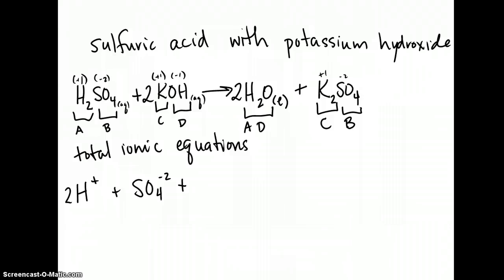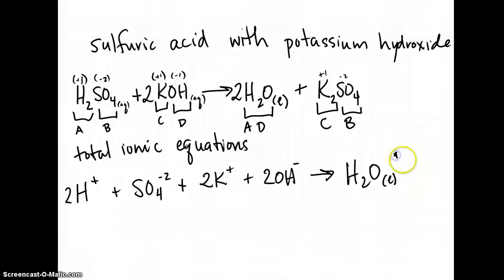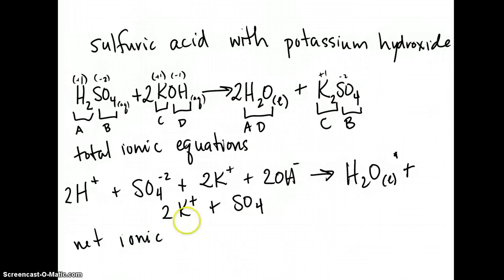So then I have 2 potassiums that have a plus charge, plus 2 hydroxides, which have a minus charge, and those react to make water, which is our liquid. And remember, we're going to write that together just because we're going to treat it like a precipitate, plus 2 potassium and 1 sulfate.